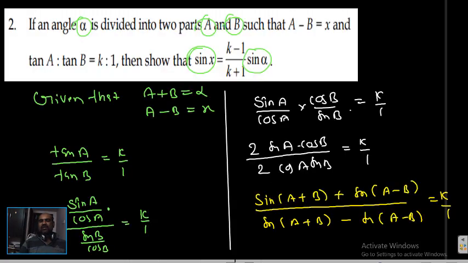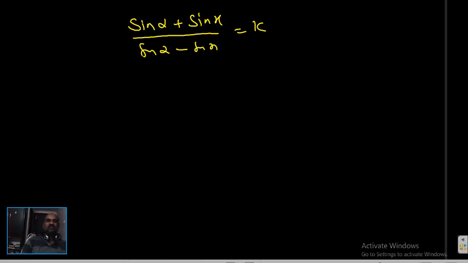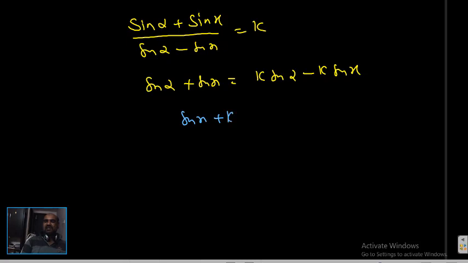From this you want to make the relationship between sin x and sin alpha only. So sin alpha plus sin x equal to k into sin alpha minus k into sin x. Okay students. So sin x plus k sin x equal to k sin alpha minus sin alpha. Sin x taken common, 1 plus k.